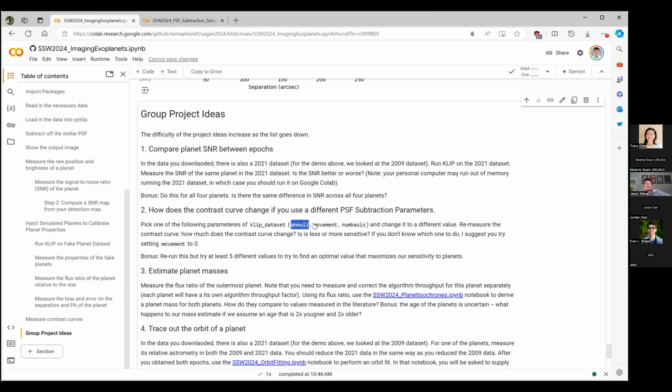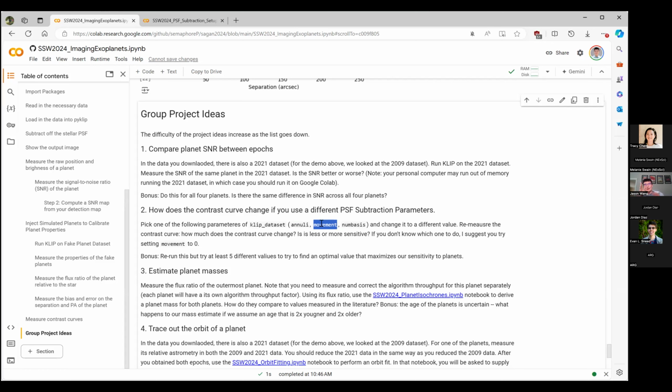And then you could also change movement, or you can change num basis. Movement is how many pixels a hypothetical planet should have moved before we use it as a reference image for angular differential imaging.